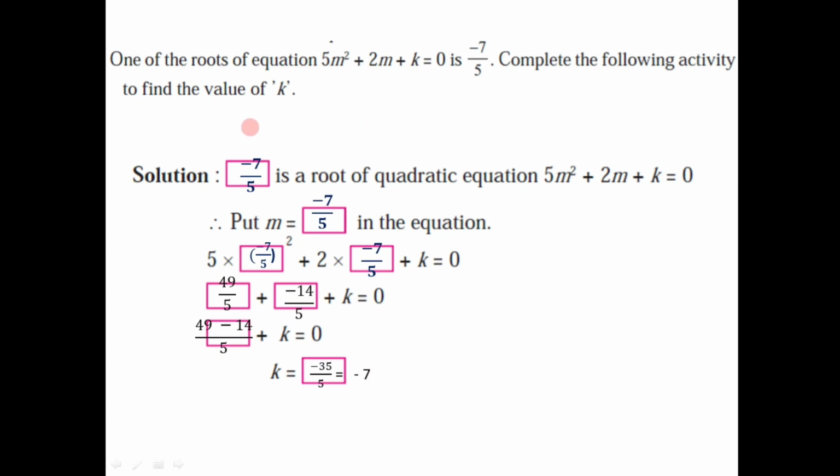So these are some examples based on quadratic equations and the roots of quadratic equations. I hope you understand this concept.